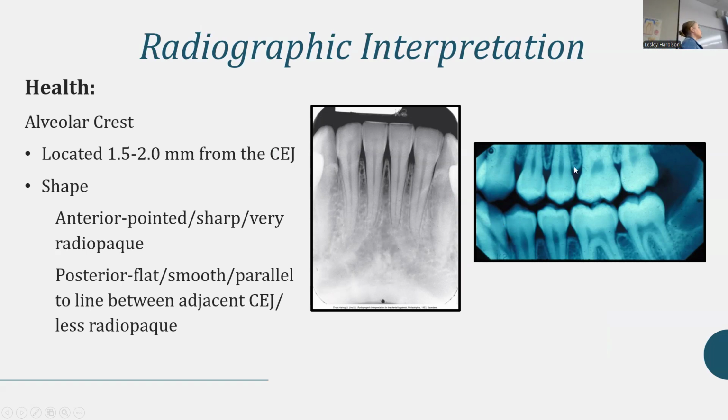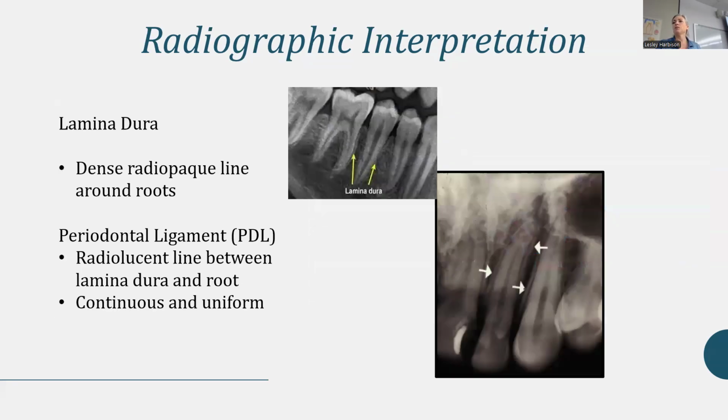It really stands out. So that's another clue that, whether or not I know for sure that's 2 millimeters of bone below the CEJ, I know the lamina dura looks nice and smooth and the bone in general looks smooth. So dense radiopaque line around the roots, periodontal ligament space, radiolucent line between lamina dura and the root, continuous and uniform. So if it's continuous, it's not getting wide in one area. Generally speaking, that's another clue. So you use all those clues to help you if all you have is a radiograph.